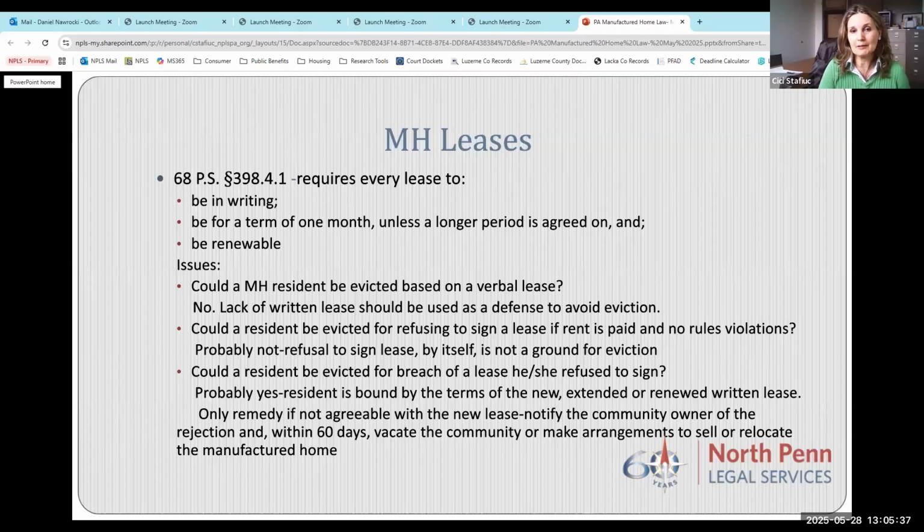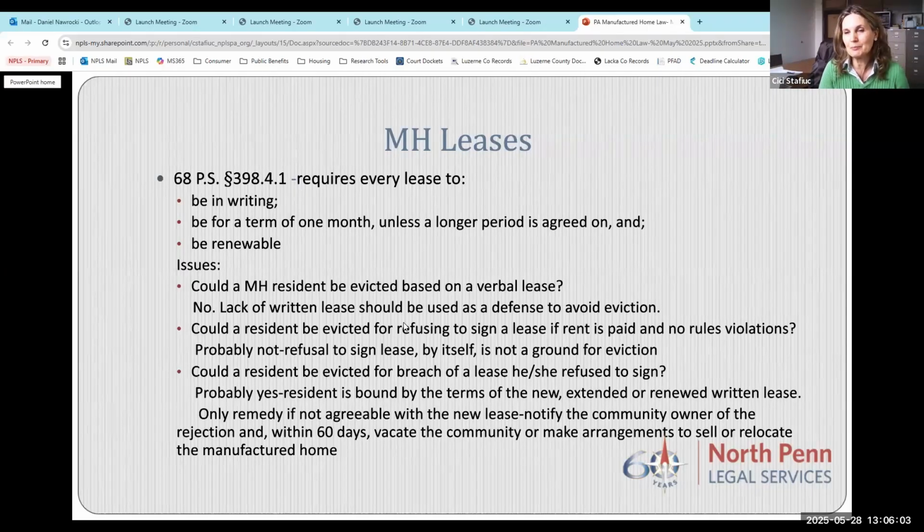However, if you breach the lease that you refused to sign, you could be evicted. So even though you refuse to sign a new lease, you are bound by the terms of that new lease or extended or renewed lease.